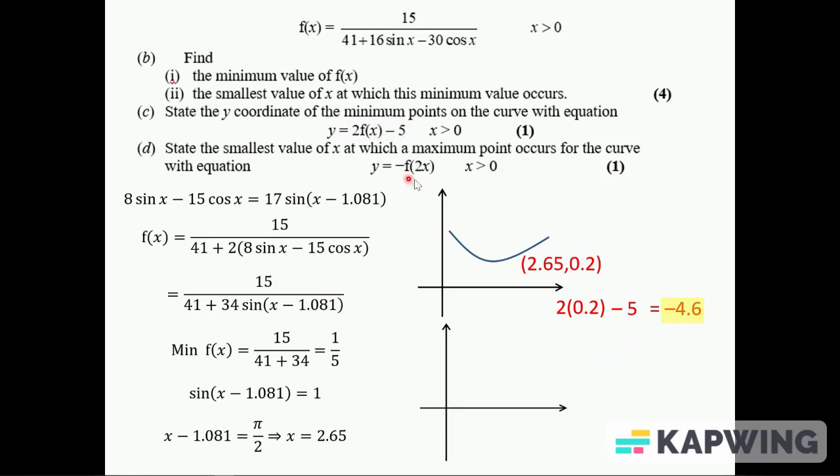And then the last part, minus f of 2x. F of 2x, well, that's a squeeze towards the y-axis. It halves the x values. So the x value here is going to be half of 2.65, which is about 1.33. Y value stays the same, though. And if I do the minus of it, it's a reflection in the x-axis, because all these positive y values become negative then. So the coordinates of this point, 1.33, minus 0.2, and that's a maximum now, which is what I want. So you get a mark for writing down 1.33.